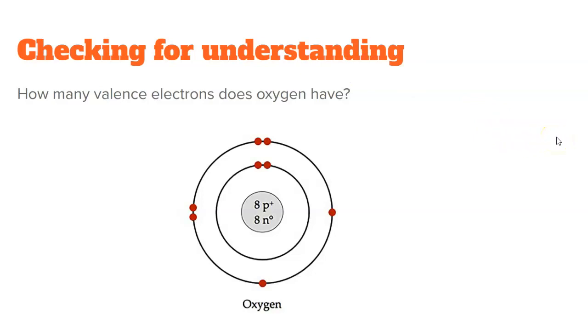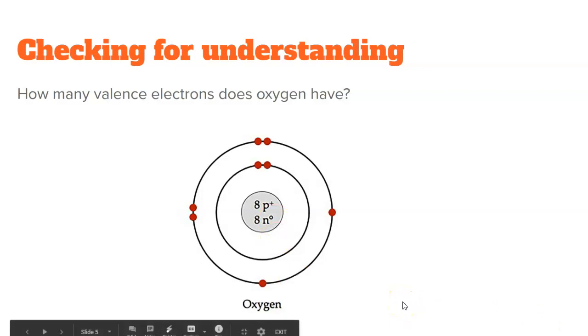So now it's your turn. I would like for you to determine how many valence electrons are in oxygen. Okay, so hopefully you answered that question, and let's work on it together. We have the first orbital is full, the second orbital right here. So we have 2, 4, 5, 6. So the number of valence electrons for oxygen is 6.